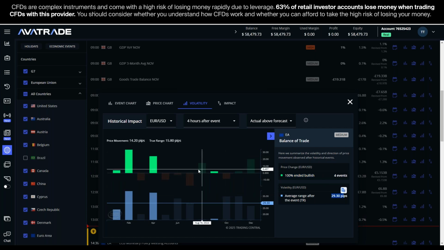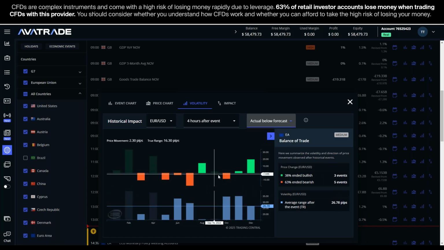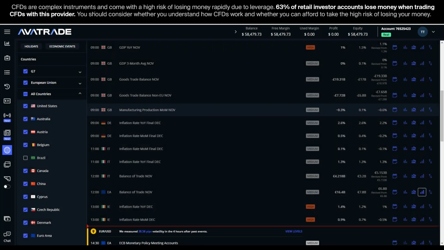Okay, if it had come in below forecast, it's the opposite. 2/3 of the time the euro dropped, but we already know it came in above forecast. So in the 4 hours following that announcement, you would expect the euro to climb based on this data with a range movement of maybe near 30 pips. So this tool helps us to analyze the past announcements for balance of trade. And now we see how it came out this time, really just an hour ago.